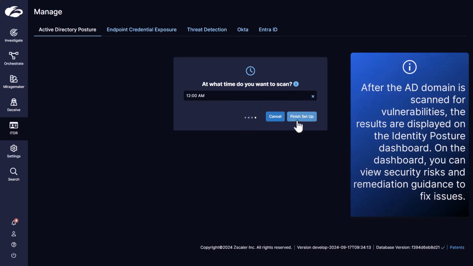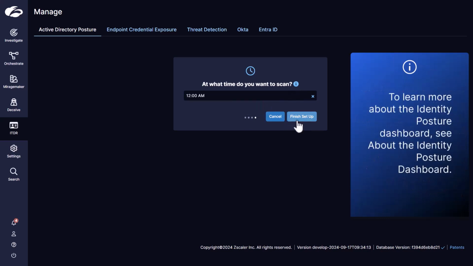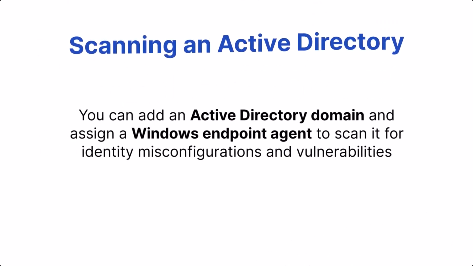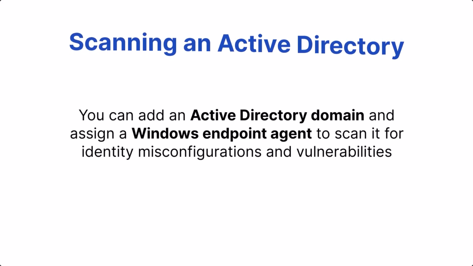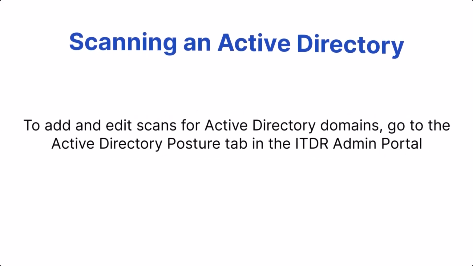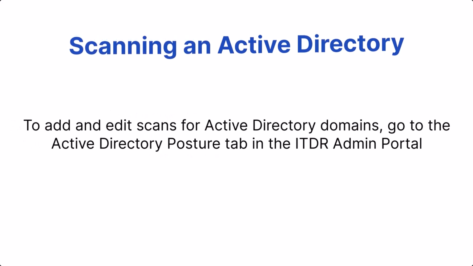Your AD domain with its scheduled scan appears in the list of AD domains. To recap, you can add an Active Directory domain and assign a Windows endpoint agent to scan it for identity misconfigurations and vulnerabilities. To add and edit scans for Active Directory domains, go to the Active Directory Posture tab in the ITDR admin portal.